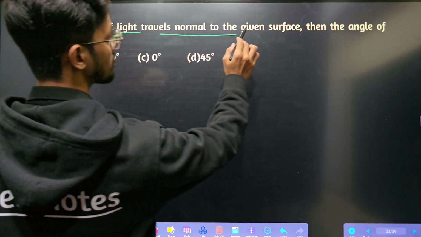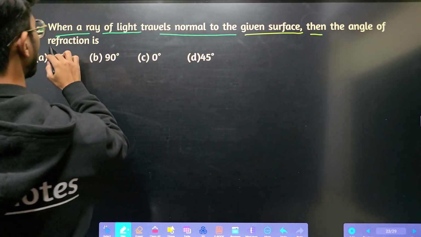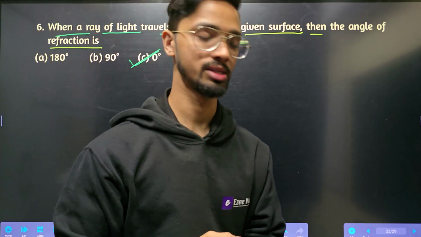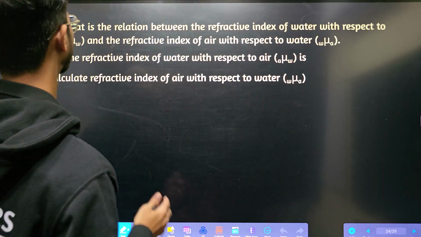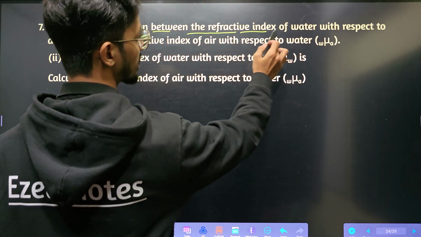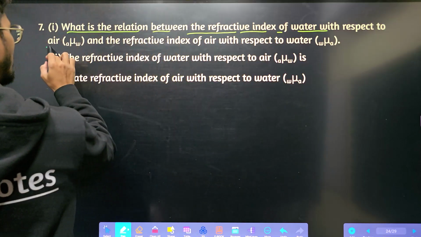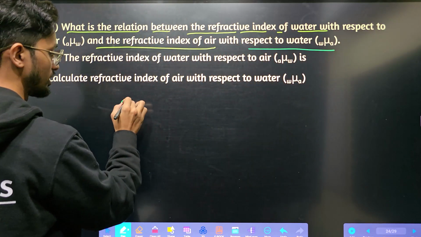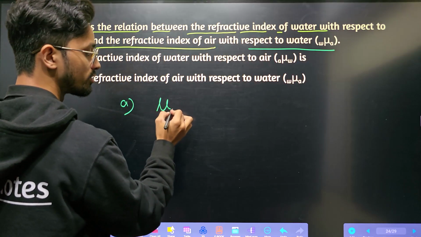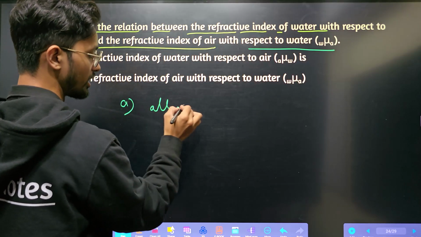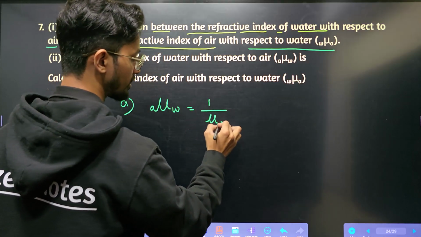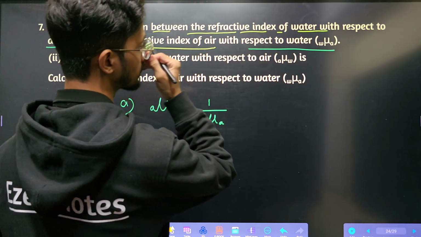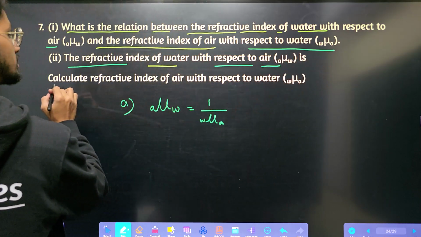When a ray of light travels normal to the given surface, then the angle of refraction is 0 degrees. Both angle of incidence and angle of refraction will be 0. Next. What is the relation between the refractive index of water with respect to air and refractive index of air with respect to water? So we can say that refractive index of water with respect to air is inverse of refractive index of air with respect to water. First one. The refractive index of water with respect to air is what?